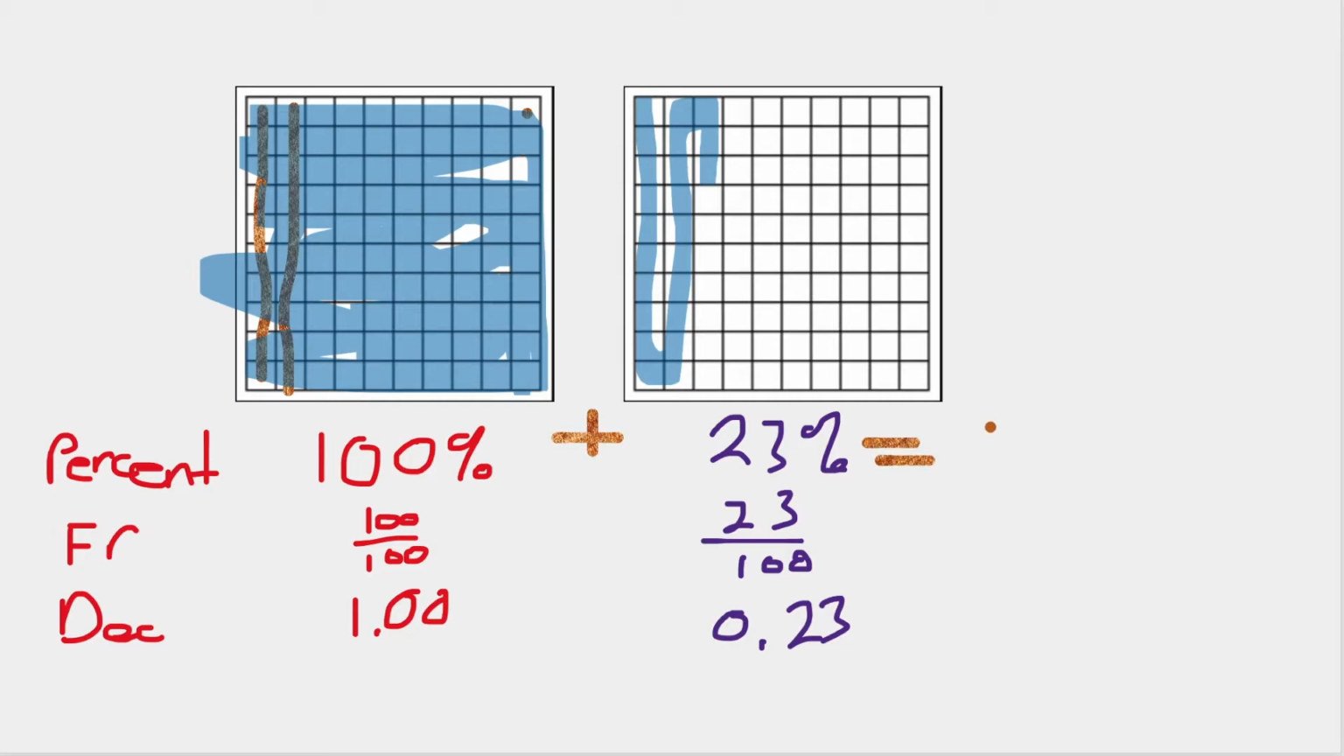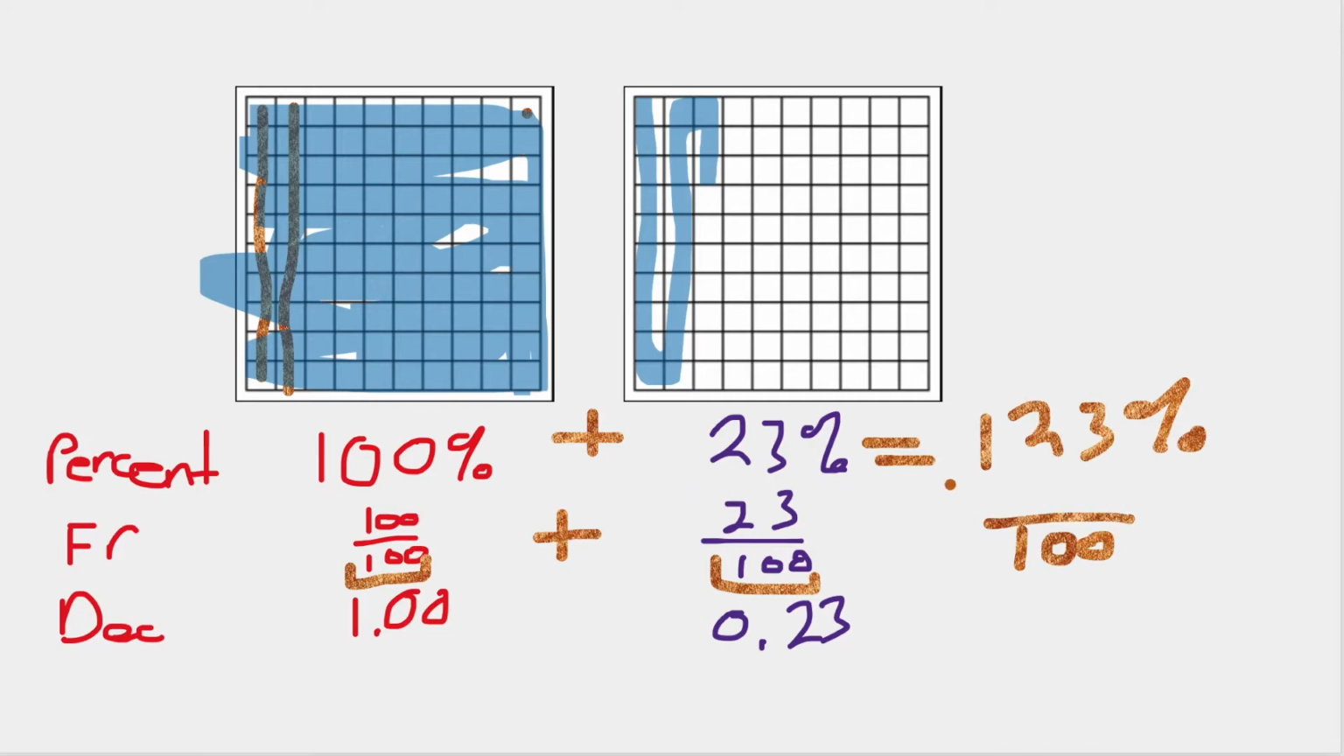Okay, if I wanted to add these together, I would just add them directly. So this would be 123%. Okay, when I'm adding, remember the denominators need to be the same. So this would be 100, and then I would have 123 over 100. And then adding the decimals, this would be 1 decimal 2 3.